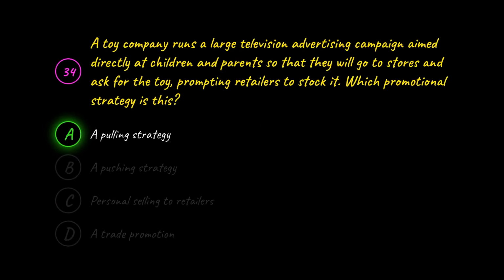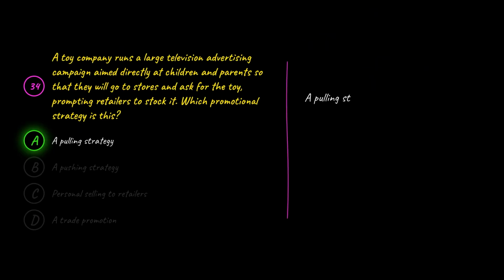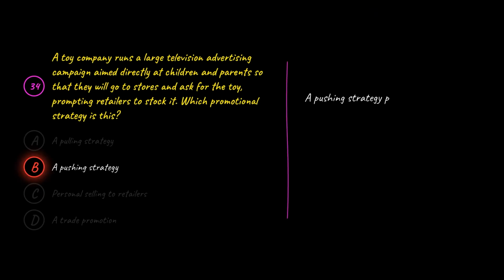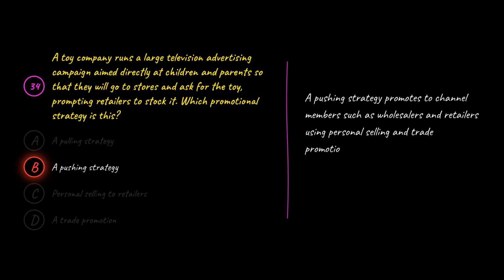The correct answer is A, a pulling strategy. A is correct because a pulling strategy creates consumer demand through advertising so that buyers request the product and pull it through the channel. A consumer ad campaign that drives shoppers to ask retailers for the toy is a pulling strategy. B is wrong because a pushing strategy promotes to channel members such as wholesalers and retailers using personal selling and trade promotions. This campaign targets end consumers, not the channel, so it pulls rather than pushes.